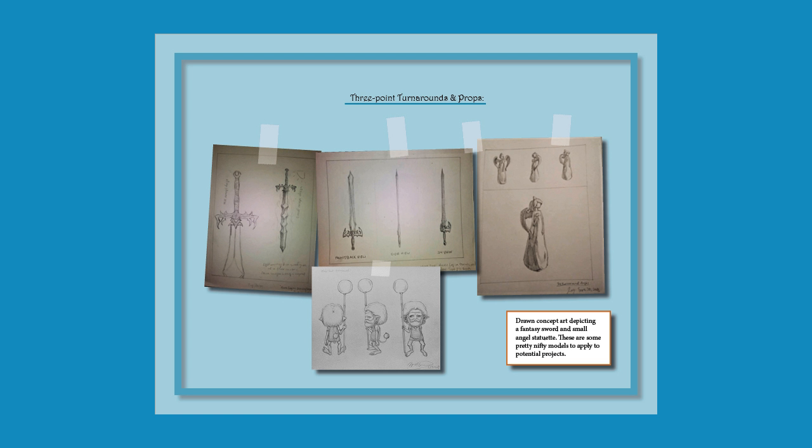So here we have 3-point turnarounds and props. I designed these for class, and I really like the swords. It showcases multiple sides of an object, or in this case, characters and objects. And I sketched these out, and I really enjoyed the process. I kind of just dived into these.